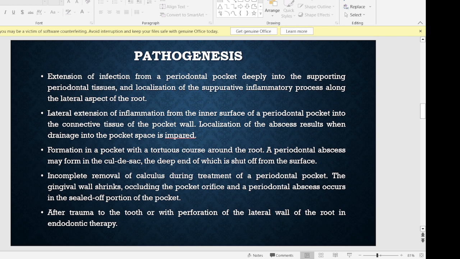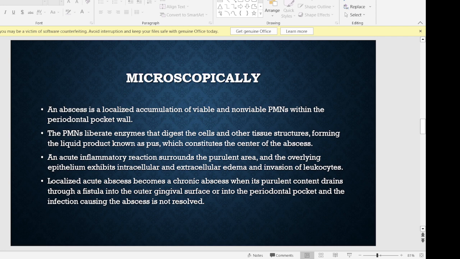Incomplete removal of calculus during the treatment of the periodontal pocket results in a pathological condition. The gingival wall shrinks, occluding the pocket orifice, and a periodontal abscess occurs in a sealed-off portion of the pocket. After trauma to the tooth, or with perforation of the lateral wall of the root in endodontic therapy, it may result in a periodontal abscess. So how does it look microscopically?